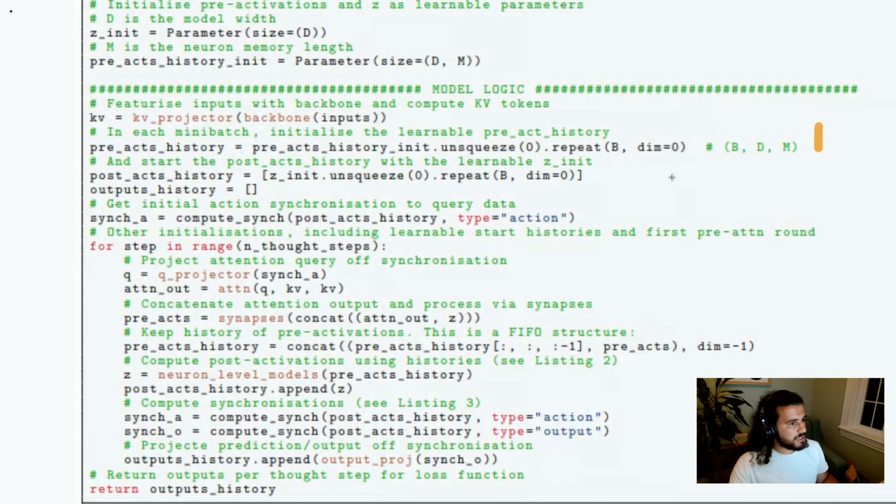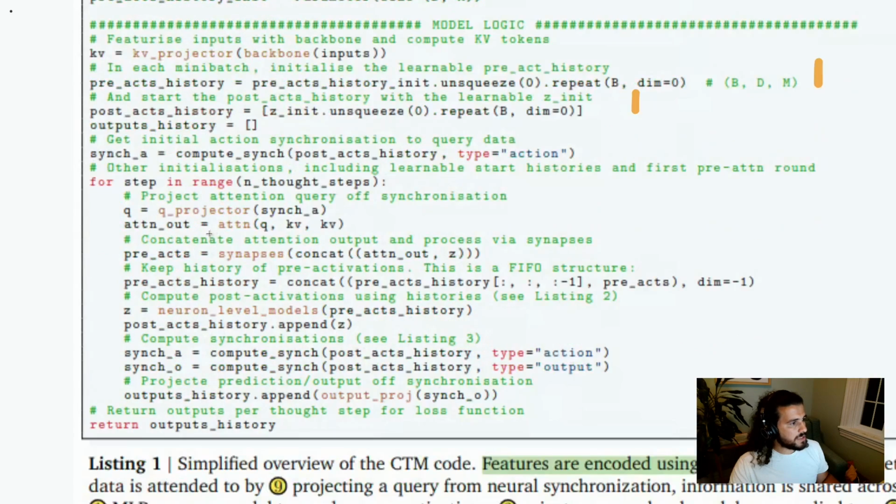So we have some initialization happening here and here, and this is actually what we're going to start with, right? Here, in a pseudocode comment, it says learnable start histories and first pre-attention round are learnable parameters that they need to fiddle around with. So this is the step that we're following. You have the synchronization from the previous steps, and that gets sent to the Q projector. Then you get your Q, and with the Q you can get your attention output. This attention output then gets concatenated into the synapse with the post-activation from the last steps, right? And then you keep a history of the pre-activation.